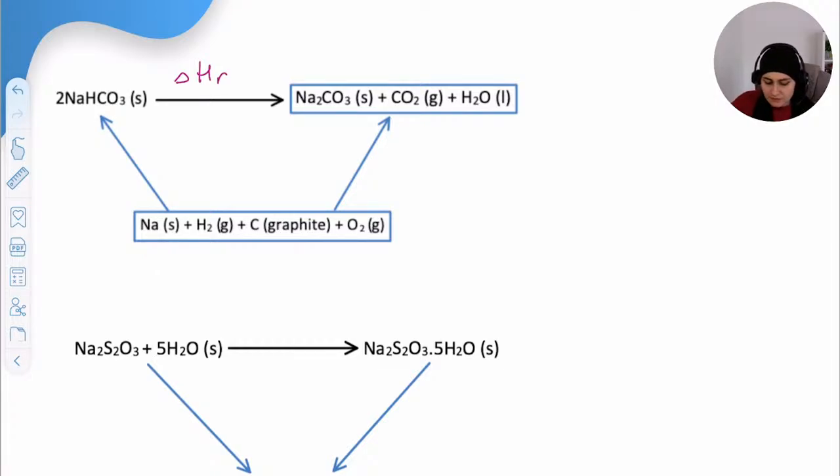And they would give you enthalpy changes for some reactions. So let's say you know enthalpy change of this reaction. Let's say it would be delta H1. And you know enthalpy change of this reaction, delta H2.